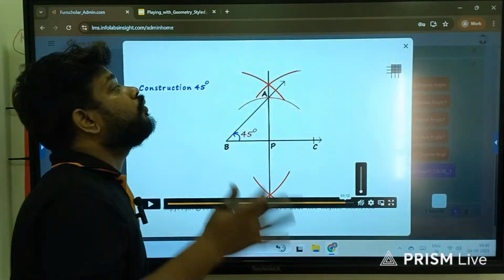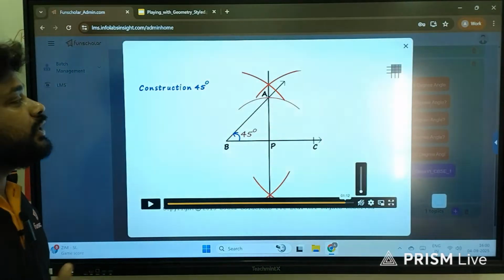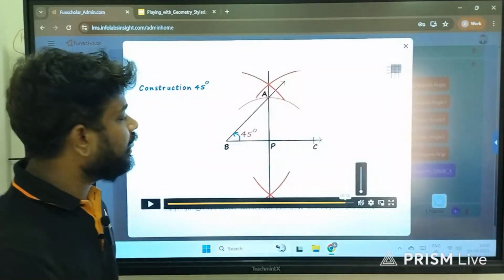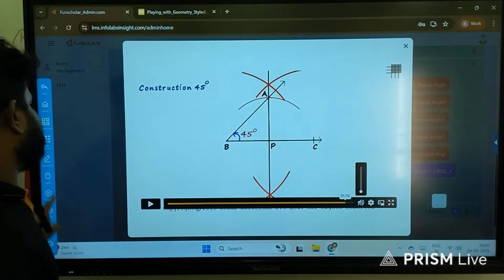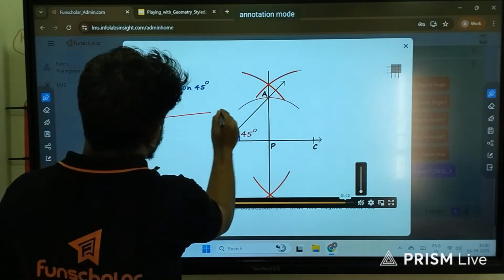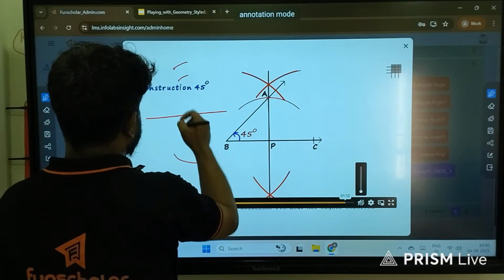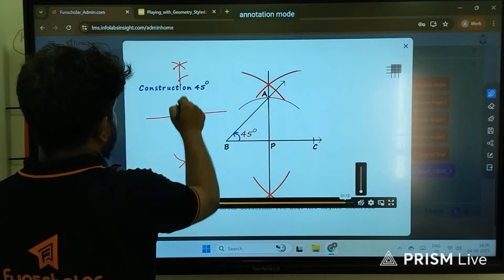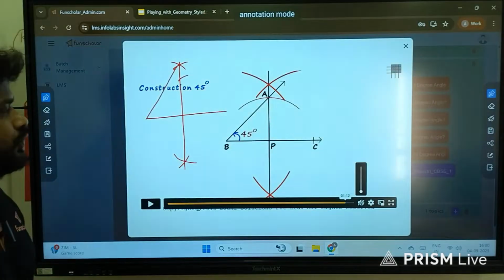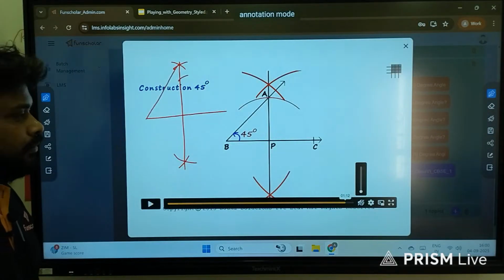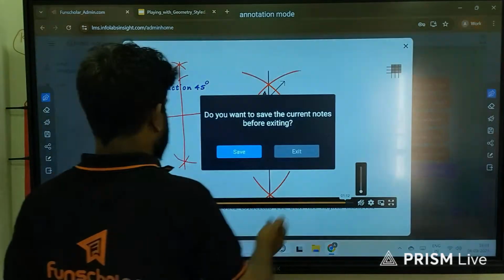If you don't want to bisect the angle, you just bisect the line so that you can get the 45 degree angle as well. Okay, so it's like this actually, that draw a straight line, bisect it like this and join the upper point with it. Okay, so it will be 45 degree, like half of it.